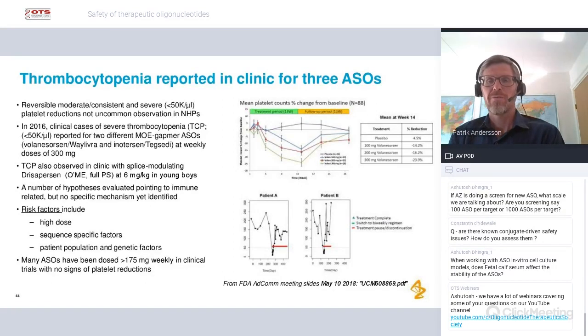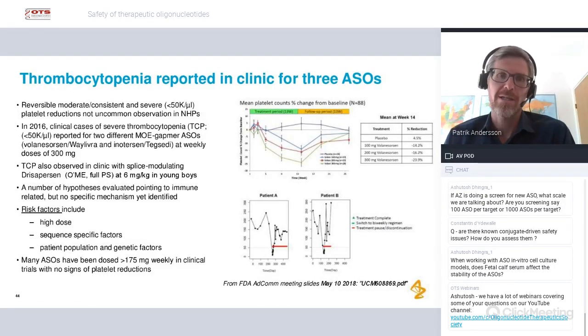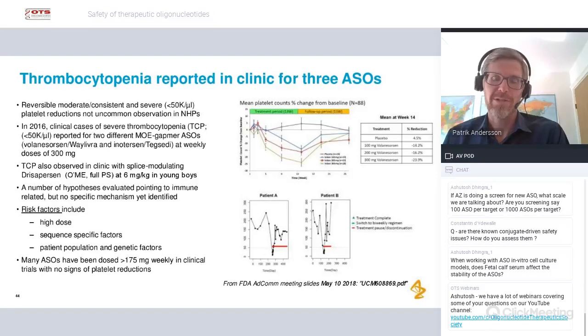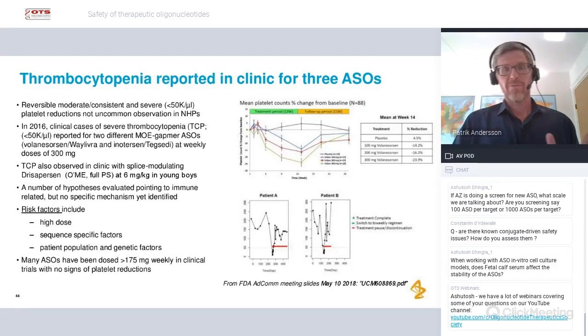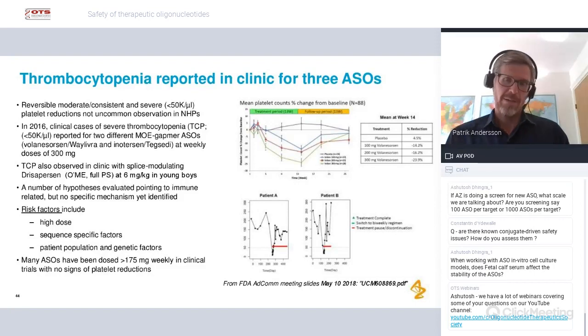There have been a lot of mechanistic investigations around this, and it's quite clear that there's a strong immune component to this, even though the exact molecular mechanisms have not yet been elucidated. Risk mitigation is really monitoring platelet counts over time in the clinical studies. Some of the risk factors that have been described are high dose and sequence specific factors, because there are several ASOs that have been given at the same dose levels that have not shown any thrombocytopenia. And there are also patient population and genetic factors playing a role here.